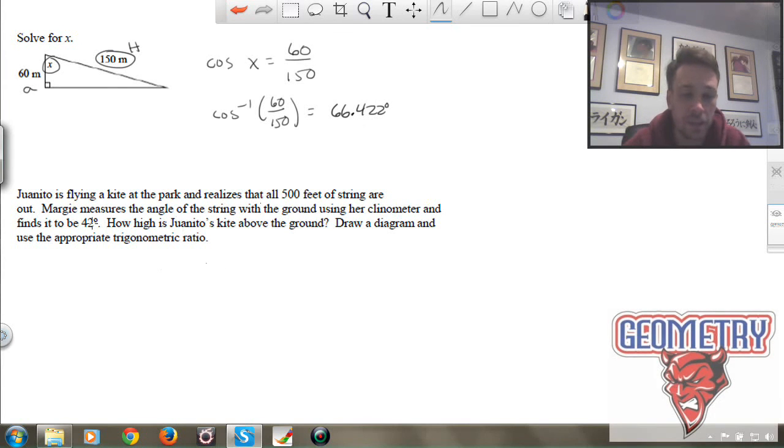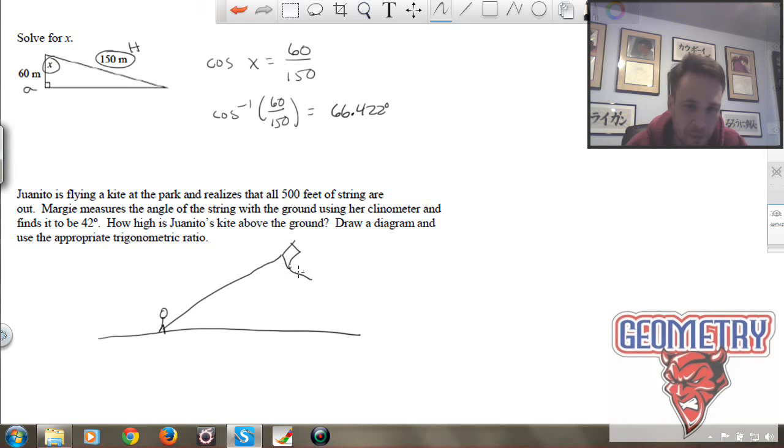Okay, the last one looks like a word problem situation where we have to create a diagram, fill in the information, decide what to use from there. So Juanito is flying a kite at the park and realizes that all 500 feet of string are out. Margie measures the angle of the string with the ground using a protractor and finds it to be 42 degrees. Okay, so there's the ground, there's the person, there's the kite flying up here.